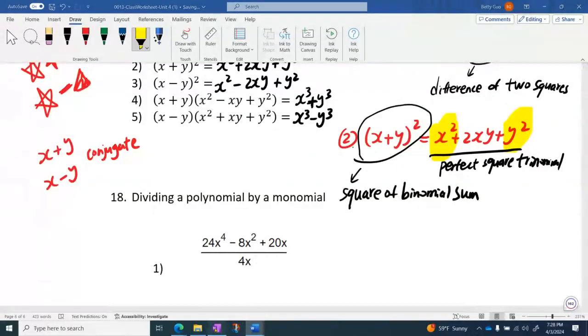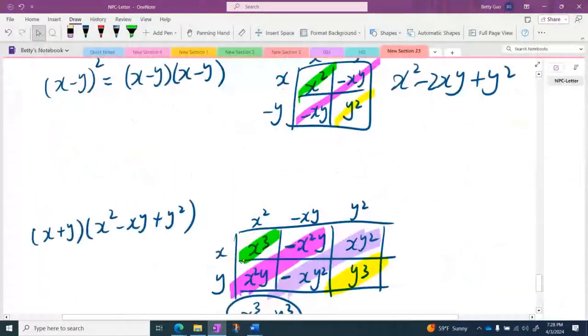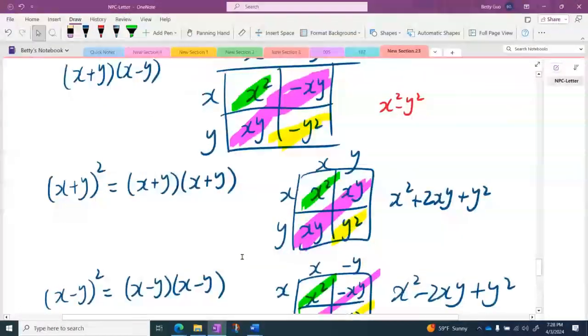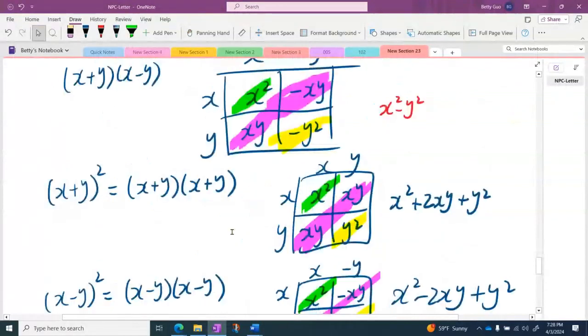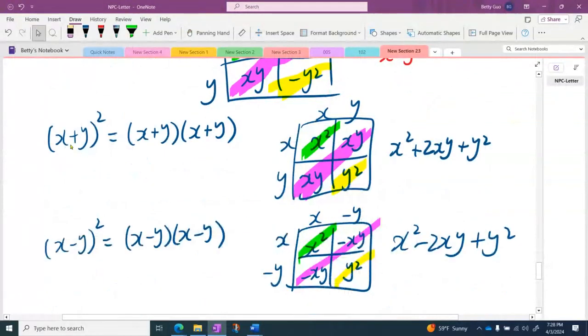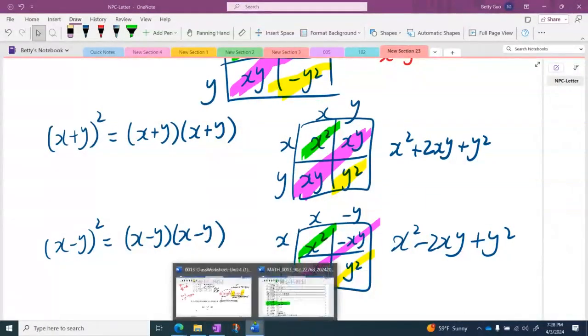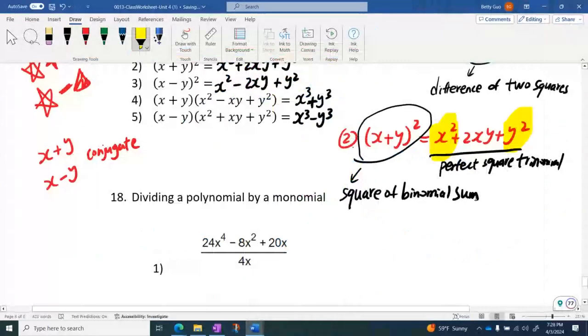Why? Because you just proved them, right? Amanda just proved them. It's right here. We just proved them. So while you still understand why x plus y to the power 2 equals x squared plus 2xy plus y squared, I want you please to memorize it. Remember the name and memorize it. When you have a square of a binomial sum, the result is a perfect square trinomial. The middle term is a positive 2xy, twice the multiplication of the two bases.